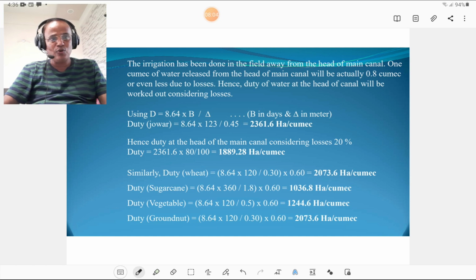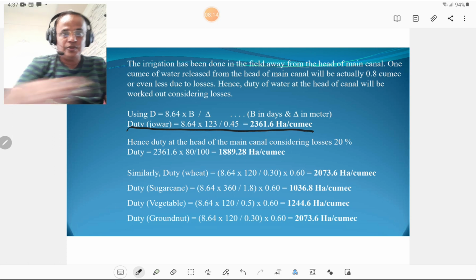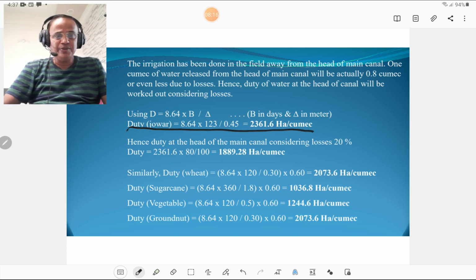Hence the duty of water at the head of canal worked out considering the losses. So for the jawar, first duty of jawar, we have to calculate that. So using the relationship, duty is equal to 8.64 B upon delta. So 8.64 multiplied by 123, the base period, divided by delta.